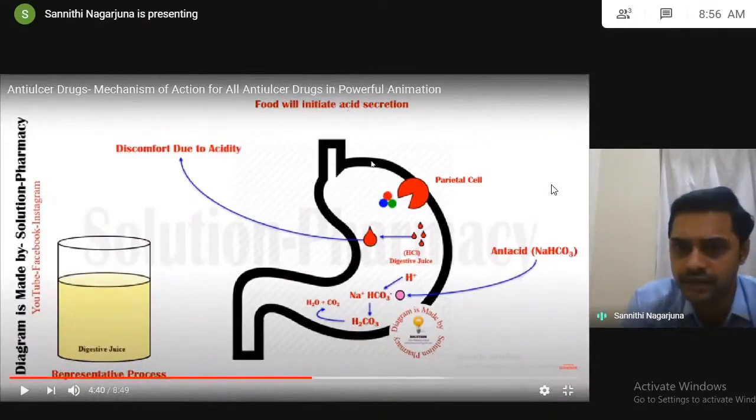So likewise, the antacids will work. If you take antacids, they neutralize the acid.